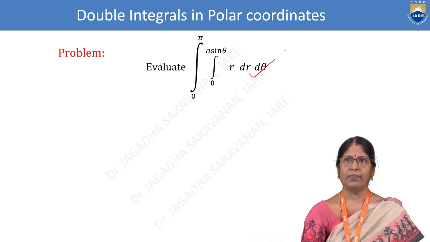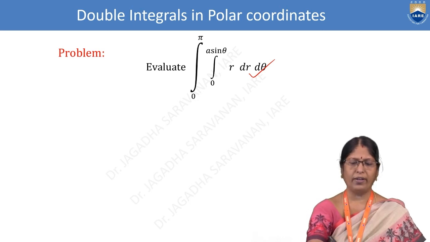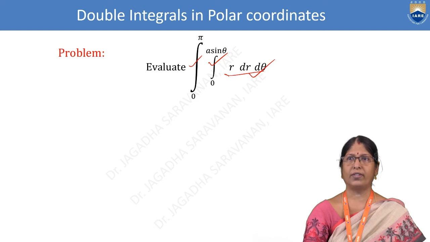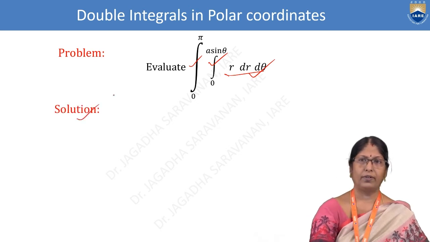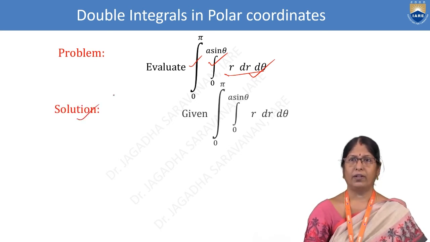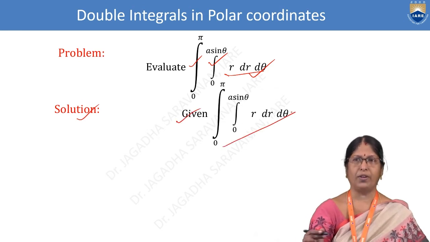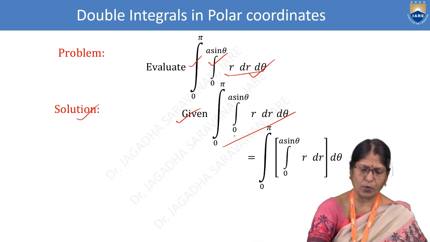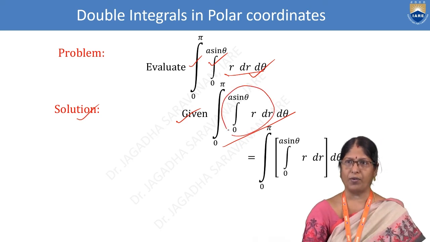Evaluate the double integral. Looking at the question, two integrals are there. It is a double integral. The functions are in terms of r and theta, so it is polar coordinates. Solution: we will start with the given. What is the question we are writing? So it is a double integral.